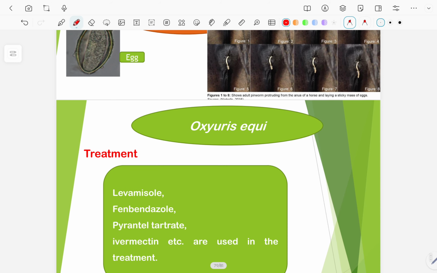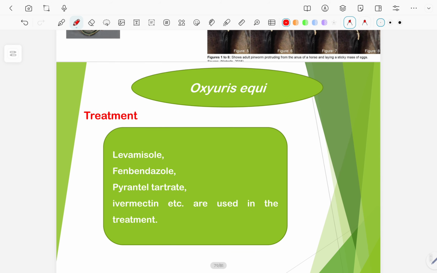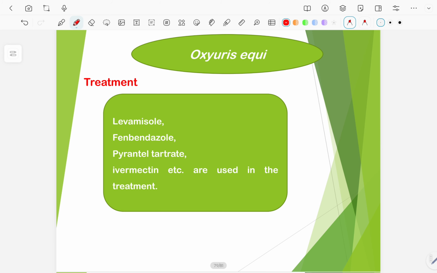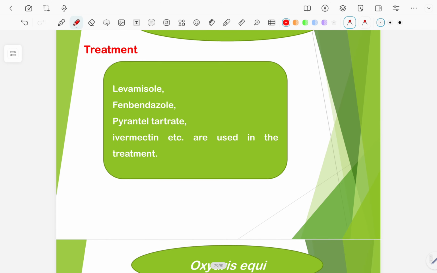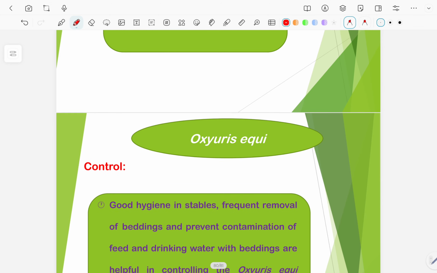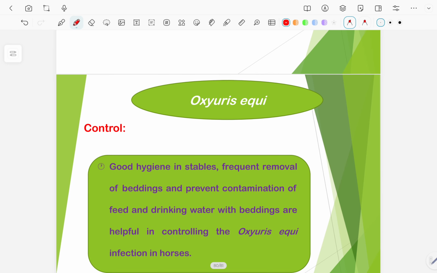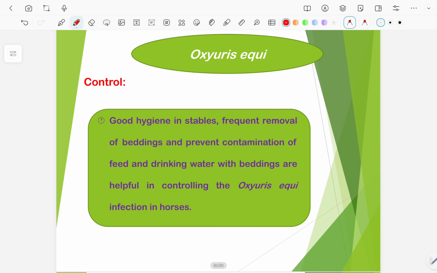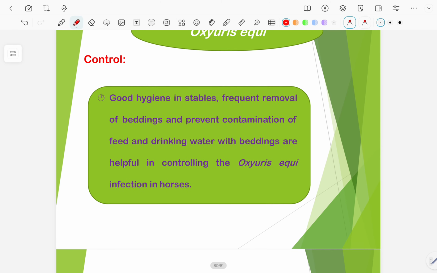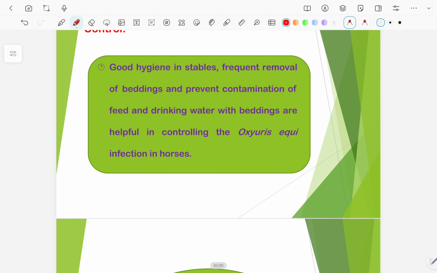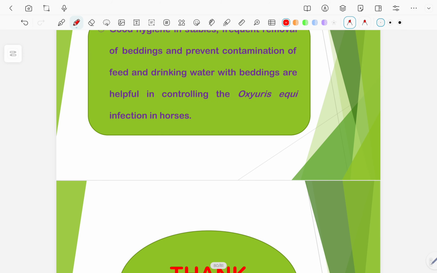Oxyuris equi treatment: levamisole, fenbendazole, pyrantel tartrate, ivermectin, etc. are used in the treatment. Oxyuris equi control: good hygiene in the stable, frequent removal of bedding, and preventing contamination of feed and drinking water with bedding are helpful in controlling Oxyuris equi infection in horses.